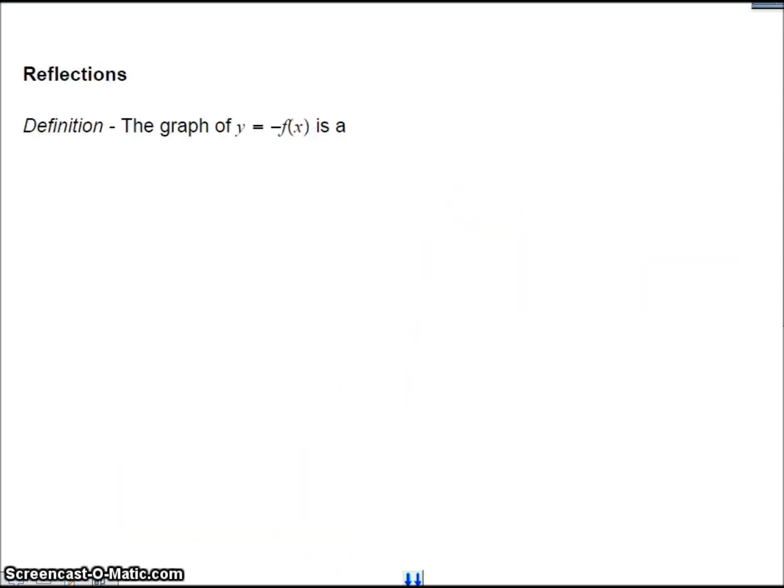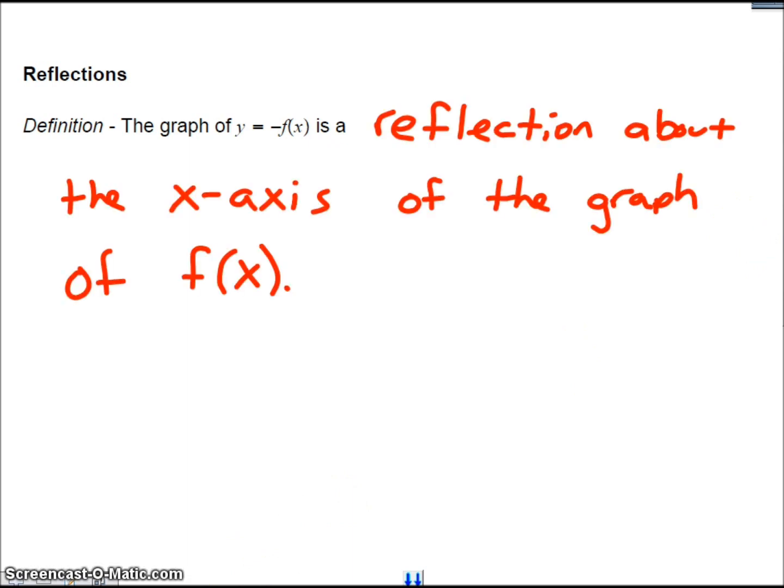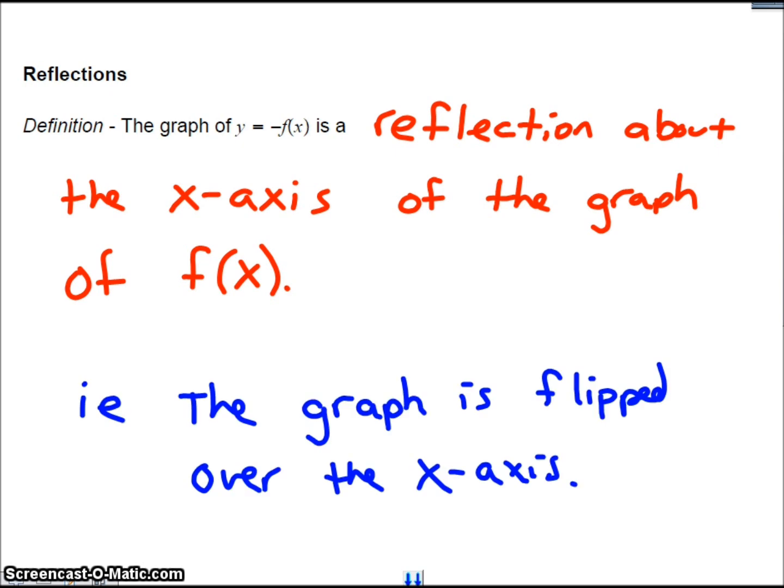The next type of transformation is called a reflection. Here's the definition that you need to know for this. The graph of y equals -f of x is a reflection about the x-axis of the graph of f of x. Again, presumably f of x will be one of your basic functions. What makes the equation we're looking at in the definition different is that there is a negative sign in front of the f of x.